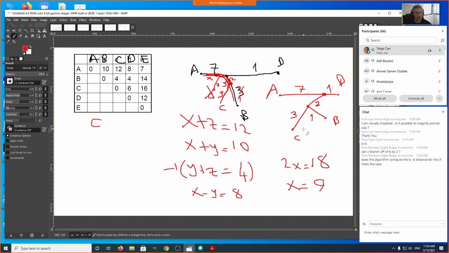Okay, if you look at this, the distance between C and D is 6, and that's correct. Distance between C and D, 3 plus 2 plus 1. On my tree, it's 6, and it's correctly 6. Okay, so this is my tree like this. And finally, we are going to add E here. I can try to add E between A and D, and it's going to continue like this.